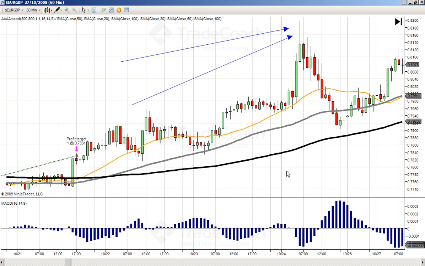Now, if you're not sure what is and what is not a wick, if you're not sure exactly the type of candle I'm talking about, well, I'm going to go back to this example and take a screenshot of it.